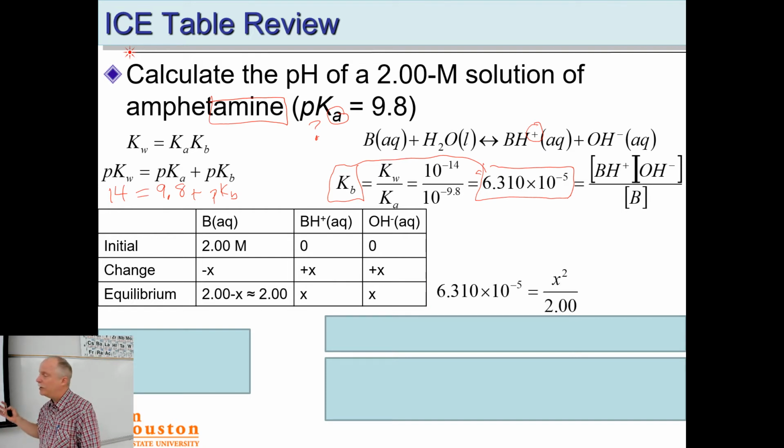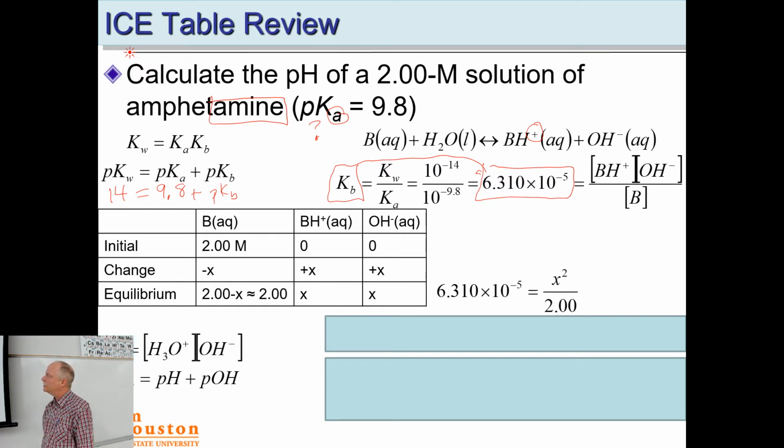And so we have this equation. We put everything into our equilibrium constant expression. The top 2 are both X, and so we end up with X squared. We have 2 on the bottom, and so we can solve for X, which is our concentration of hydroxide ion.